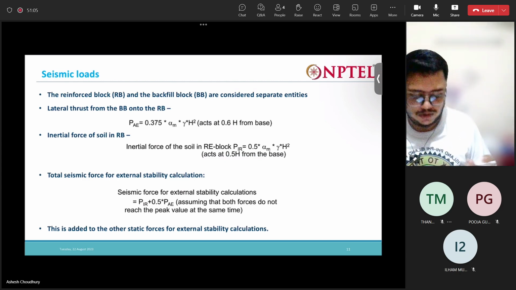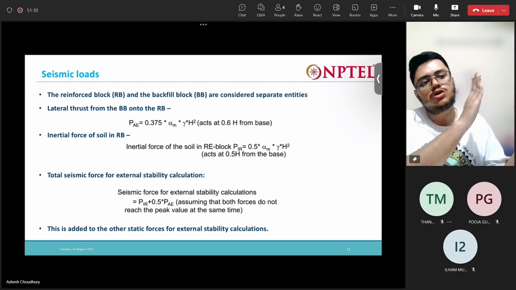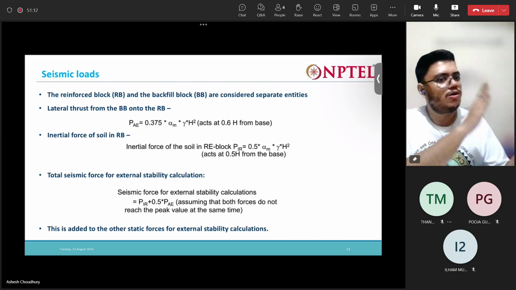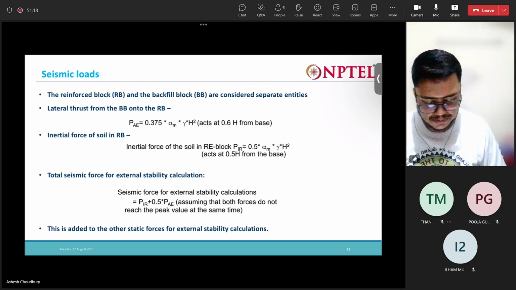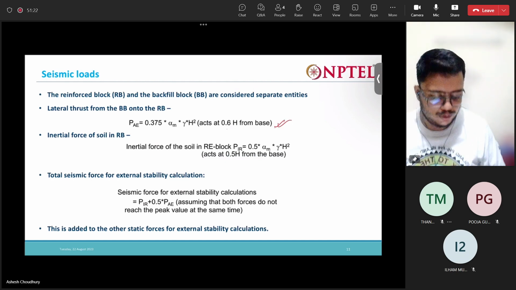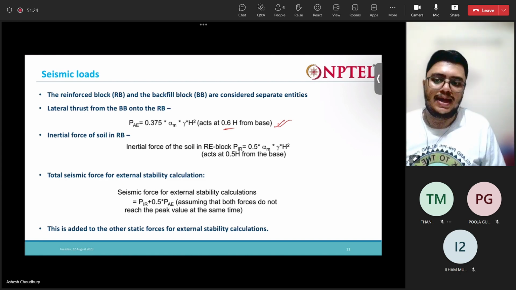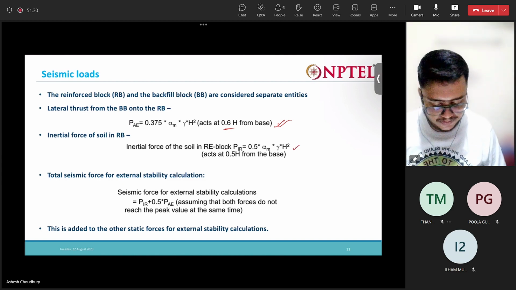on the reinforced block. Okay, so due to the earthquake, the inertial force of the backfill block will be affecting the reinforced soil block, so that we consider by this PAE. Okay, that is given by this, and the point of application is also given. And then we have the inertial force of the reinforced block itself. Okay? So that is given by this.